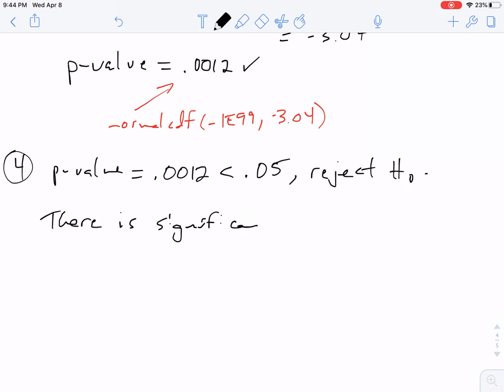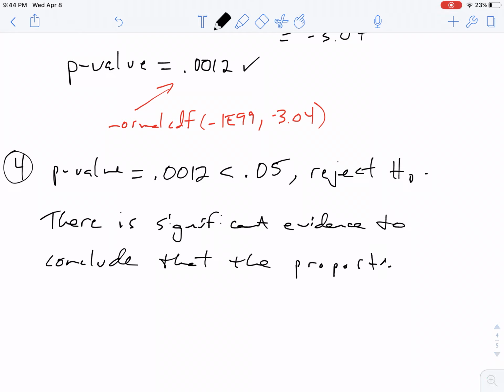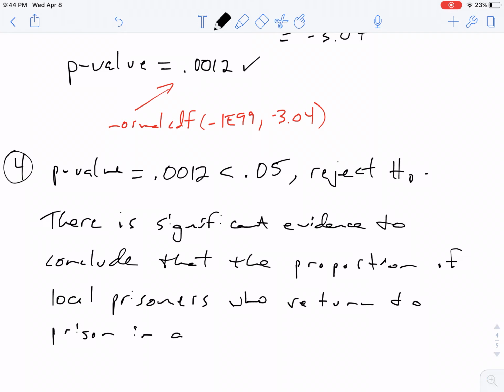significant evidence to conclude that the proportion of local prisoners, and again, we're doing our test for the local prison, so we want to make sure that we include that in our statement here. So there's significant evidence to conclude that the proportion of local prisoners who return to prison in a year is less than 0.61, which remember was that national proportion.